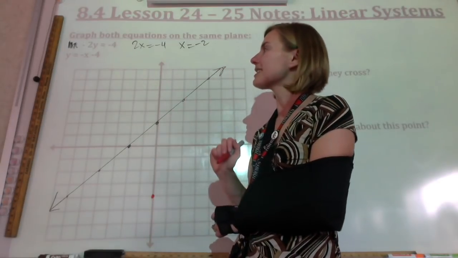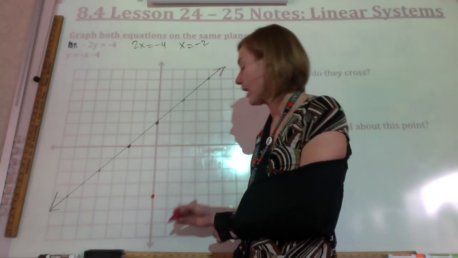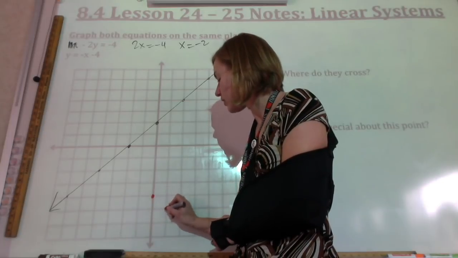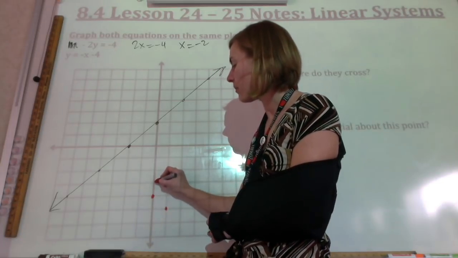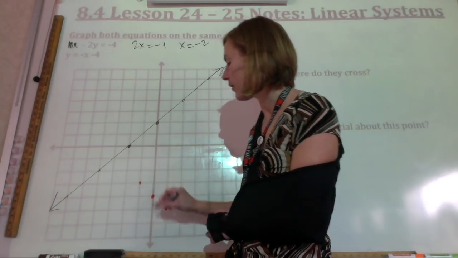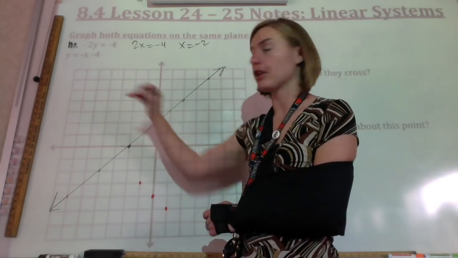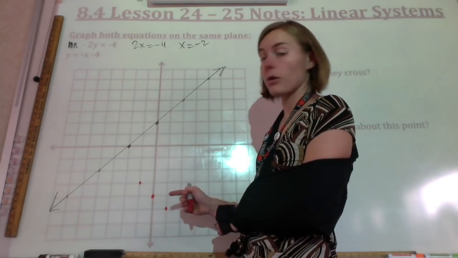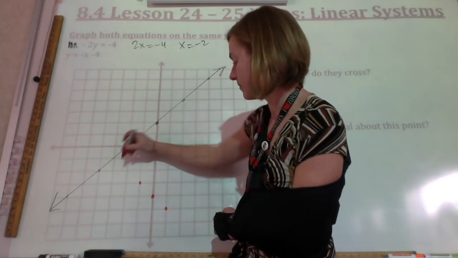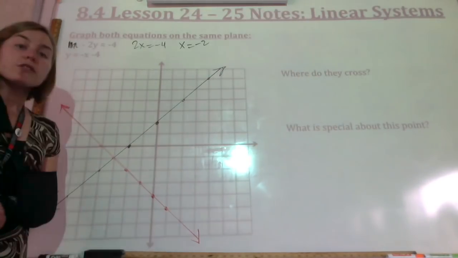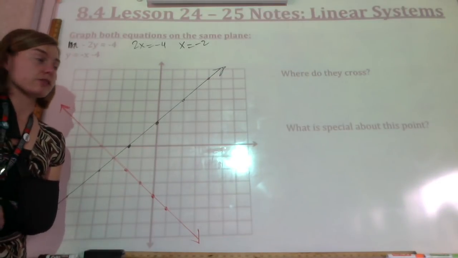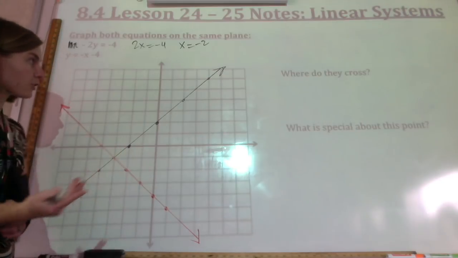And then the slope is -1, which tells us we can either think about going down 1 and to the right 1, or you can think about going up 1 and to the left 1. Either way, that's still going to give you that negative slope. And now that we have more than 2 points, we can draw our line. So here we've graphed both equations, and we can see that they cross.